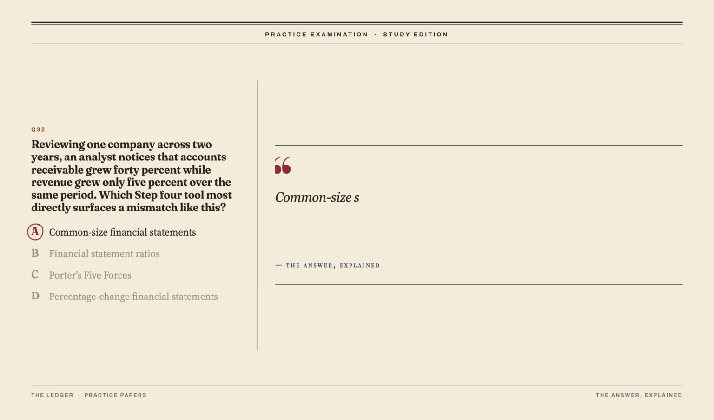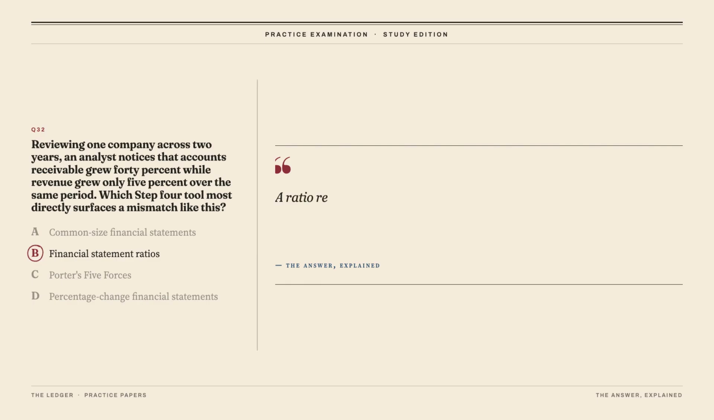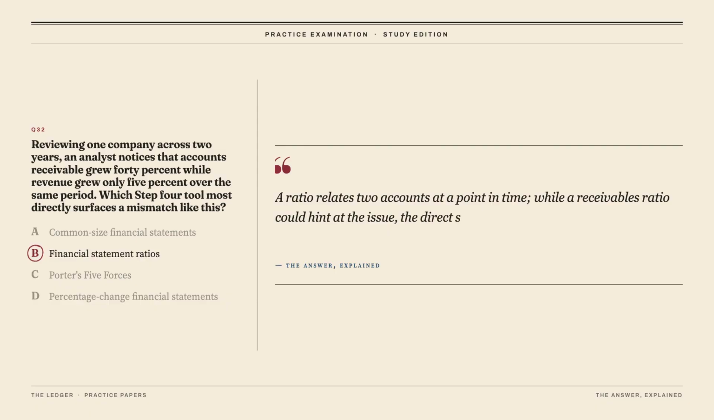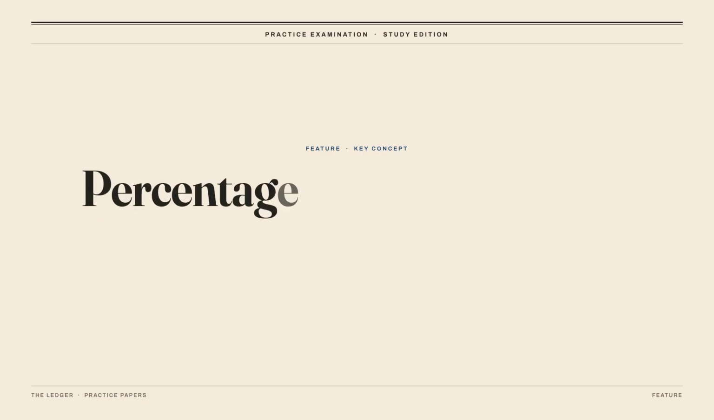A is wrong because common size statements show structure within a single period as a percentage of a base, not growth rates across periods. So divergence in growth would not stand out the same way. B is wrong because a ratio relates two accounts at a point in time. While a receivables ratio could hint at the issue, the direct surfacing of differing growth rates is the percentage change tool's job. C is wrong because Porter's 5 forces is a step 1 industry tool and does not examine a company's period over period line item growth.